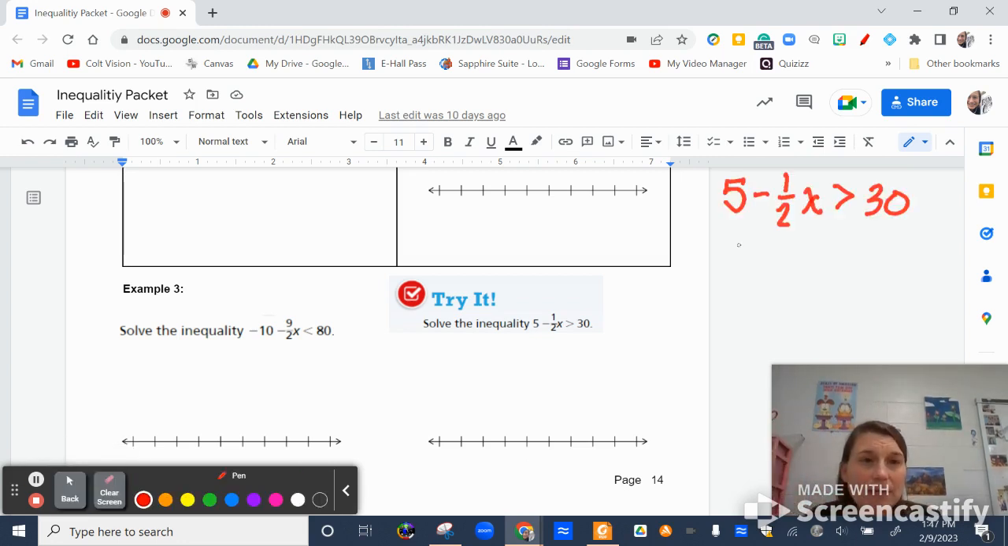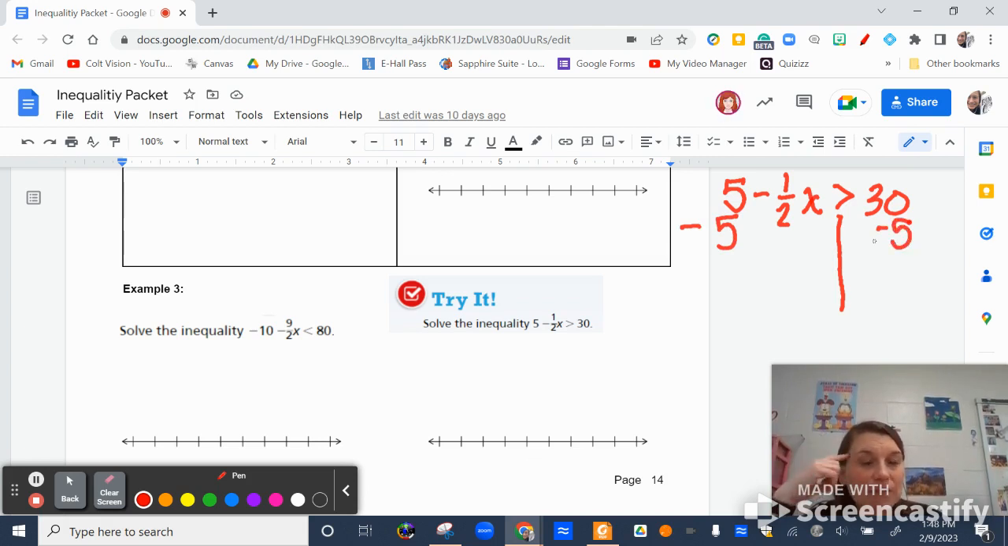So the first thing I'm going to do is pretend like this inequality is an equation. In my mind, I'm going to pretend like I'm solving 5 minus 1/2 x equals 30, and I'm going to use my equation solving strategies. This 5 here, there's a subtraction symbol here. So sometimes we think because there's subtract, we should add. But I'm not subtracting 5. I'm subtracting the variable term. So instead of adding 5 to both sides, which would not get rid of the 5, I'm going to subtract 5 from both sides.